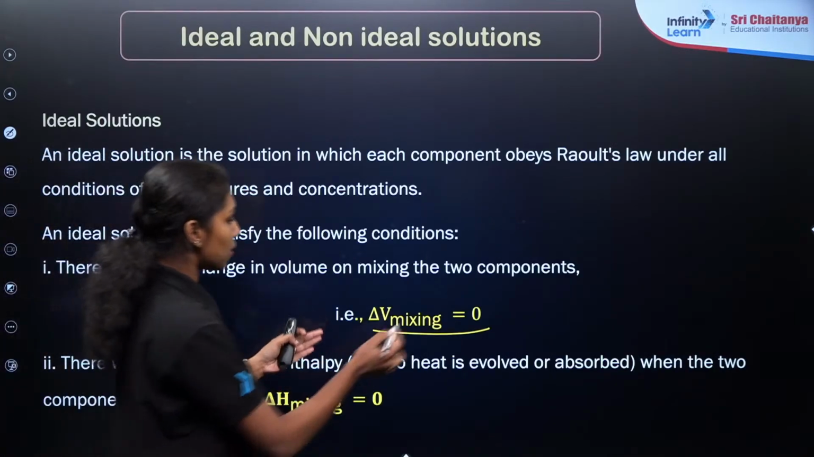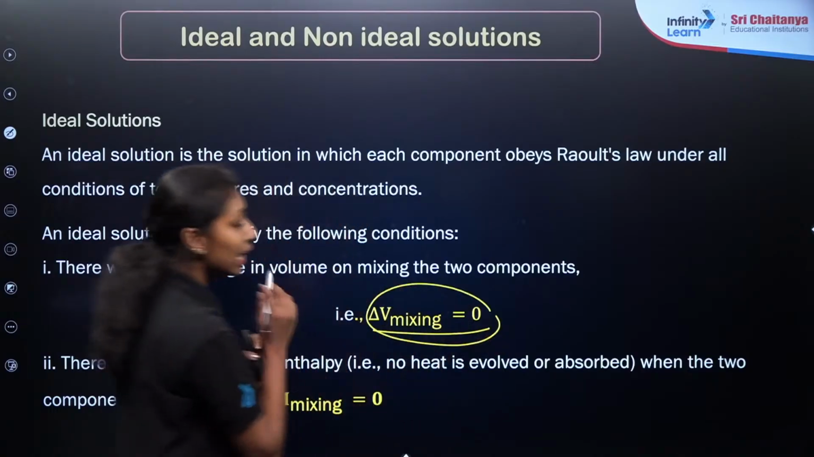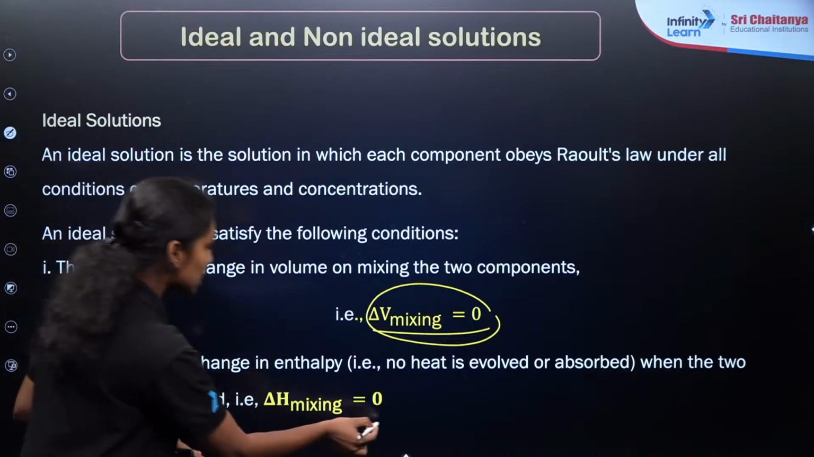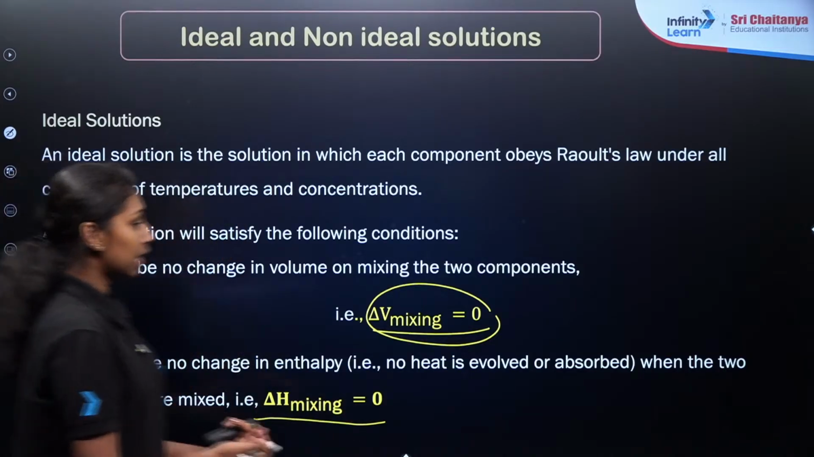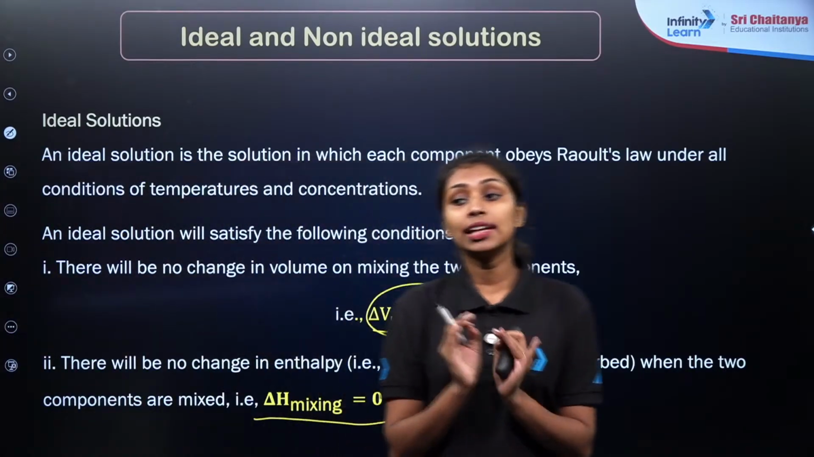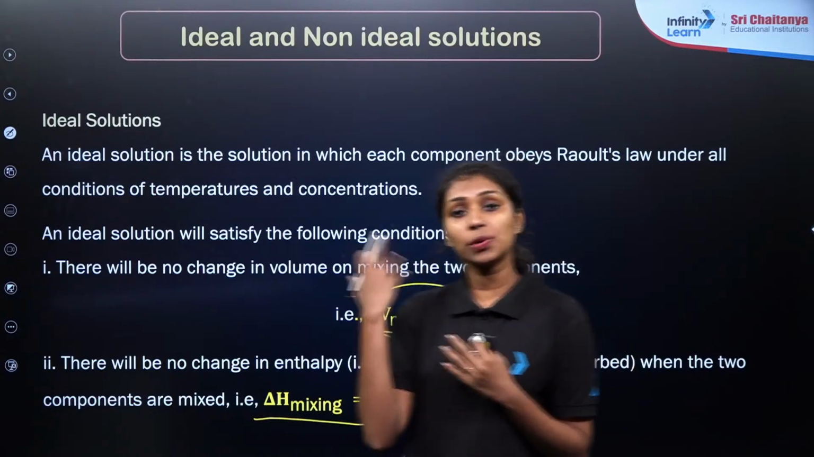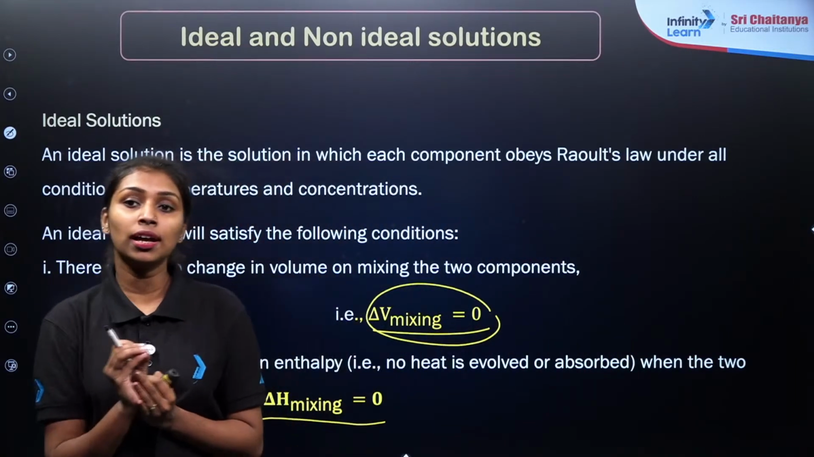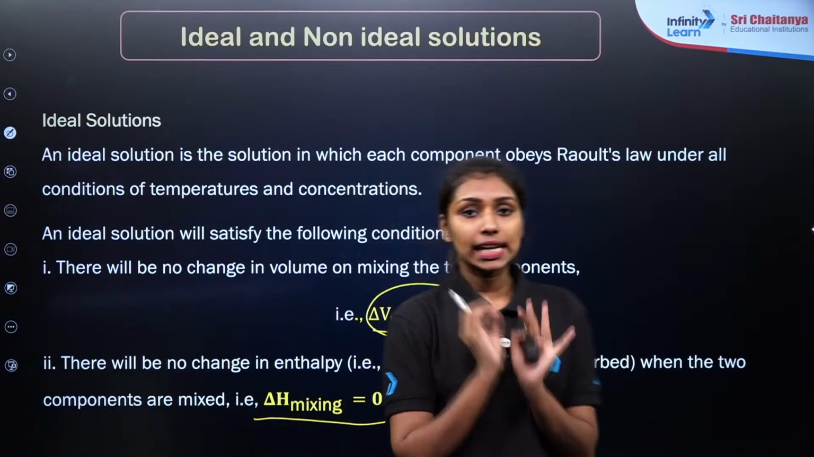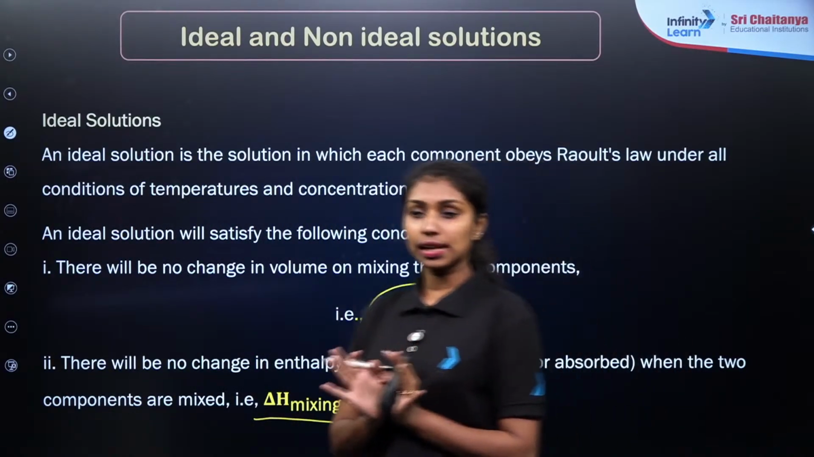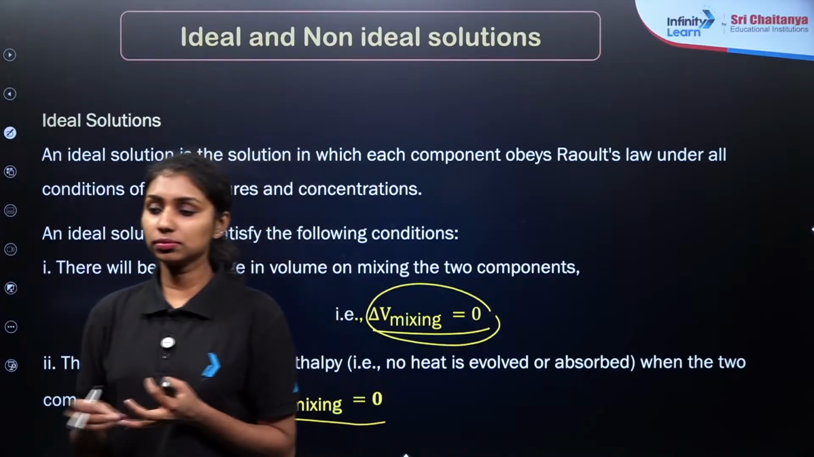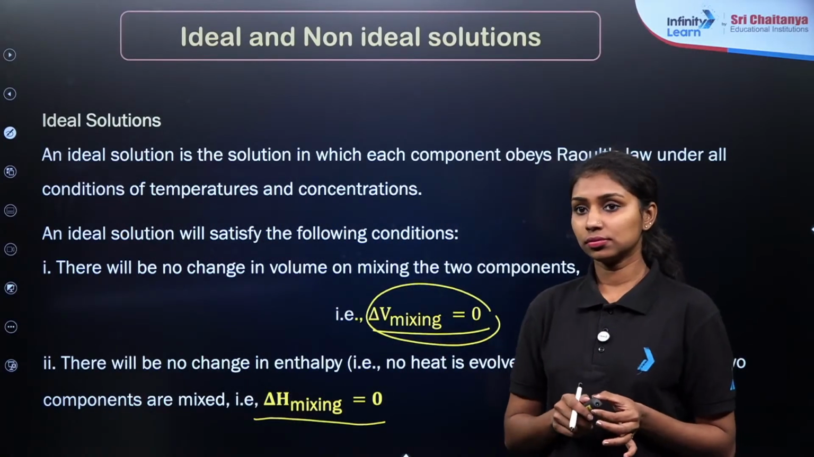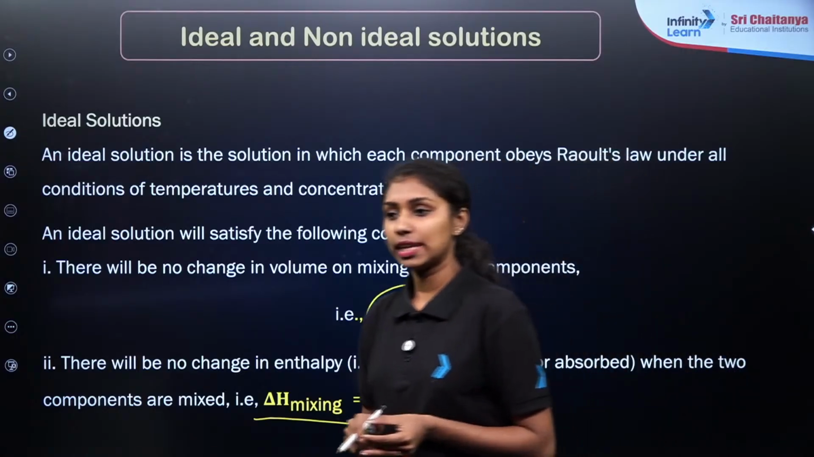So delta V mixing is also 0. Then if you are talking about heat exchange, we can say that delta H mixing is equal to 0, which means that in an ideal solution there will not be any change of heat. There is no heat absorption or heat liberation in the case of ideal solutions. So that is the condition for ideal solutions. In general, these ideal solutions are rare. Is that clear?